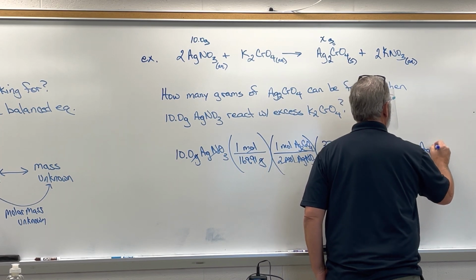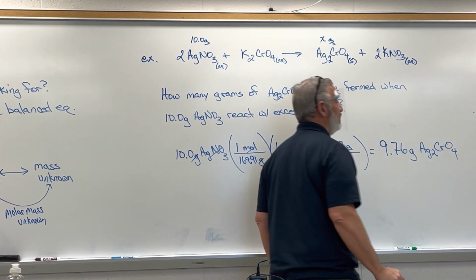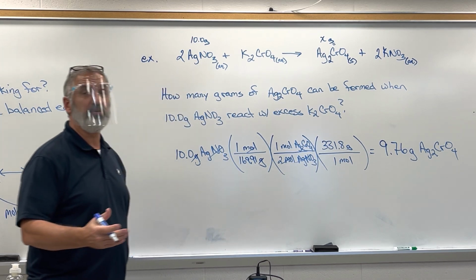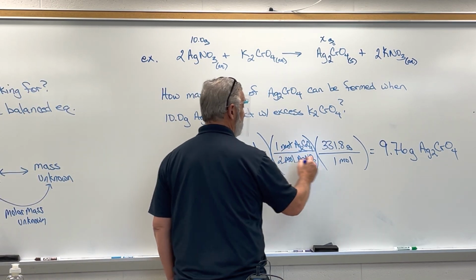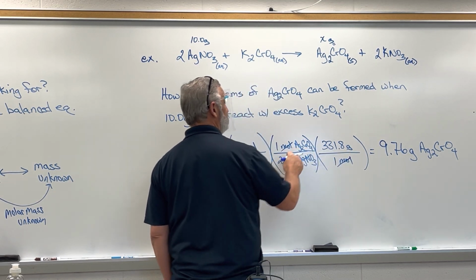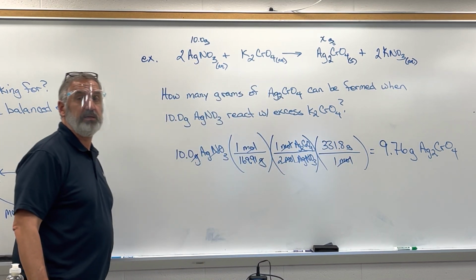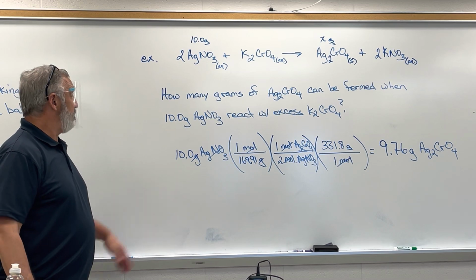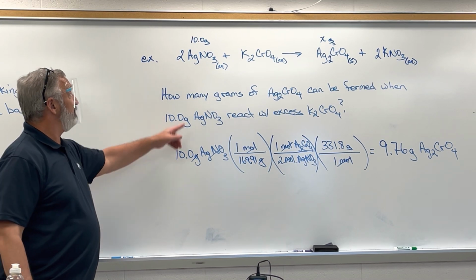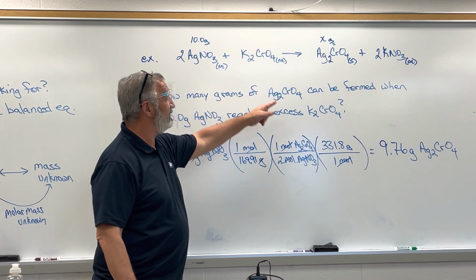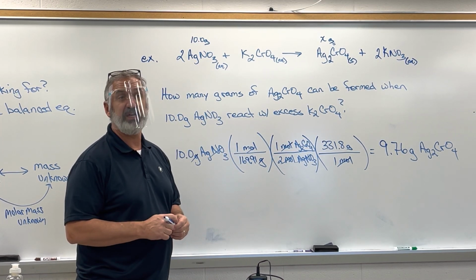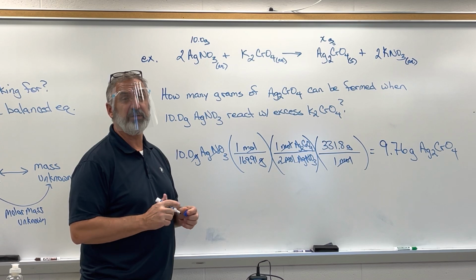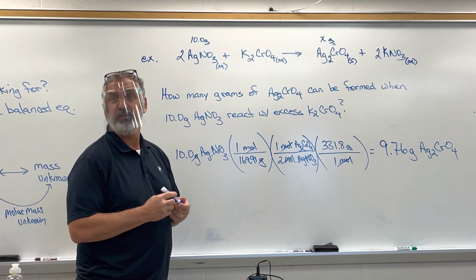So you always want a unit and a label. Am I giving grams, am I giving moles, and of what? And everything else should cancel out. Notice that moles canceled here, leaving me with grams of silver chromate. So if I mix 10 grams of silver nitrate with plenty of potassium chromate, I can expect to get 9.76 grams of silver chromate precipitated out. I can collect that with filter paper, then dry it and weigh it, then we can compare.